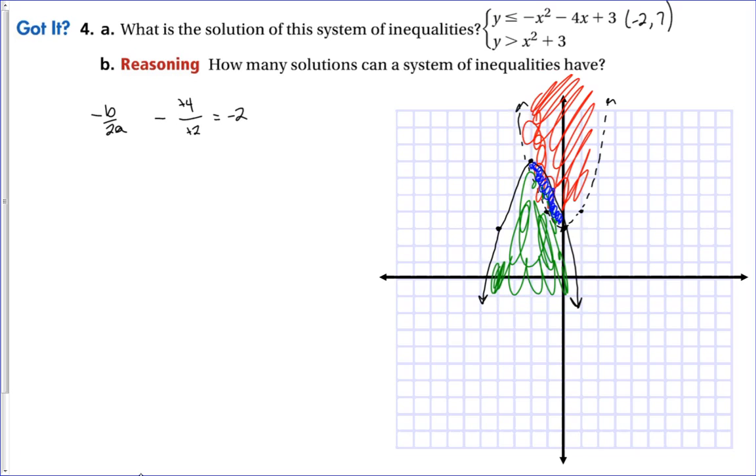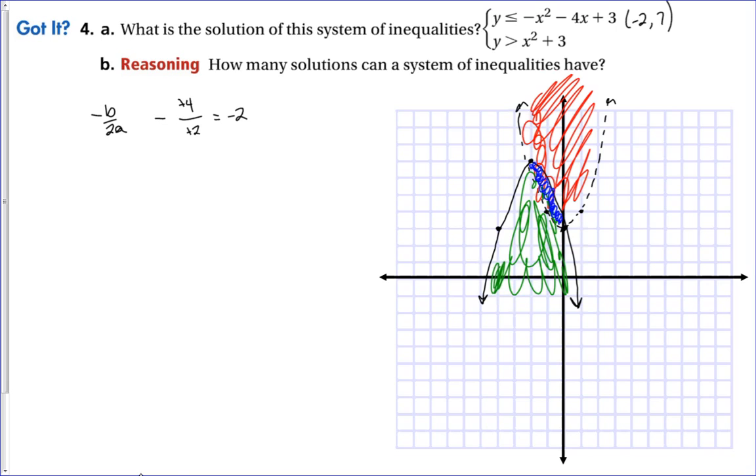So if you notice, this is kind of like linear systems. You graph your equations, whether they're lines or they could be nonlinear as well. You graph them, put in your shading, figure out where your shading overlaps, and that's your answer. So it's very similar to this. You graph your parabolas, put in your shading, figure out where your shading overlaps.